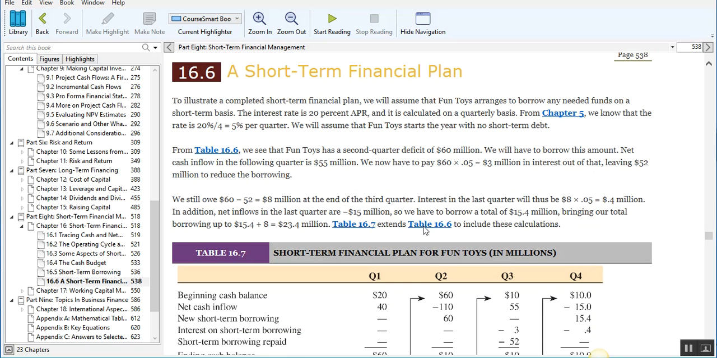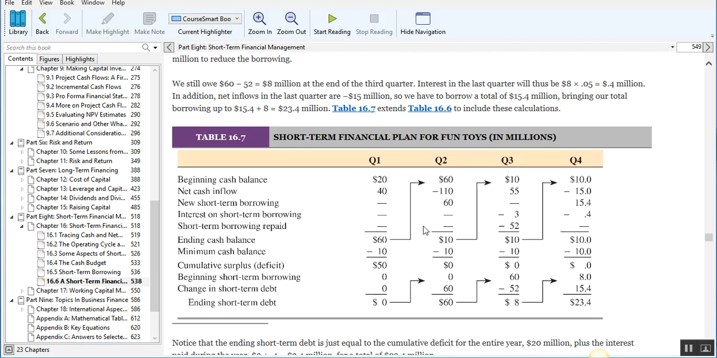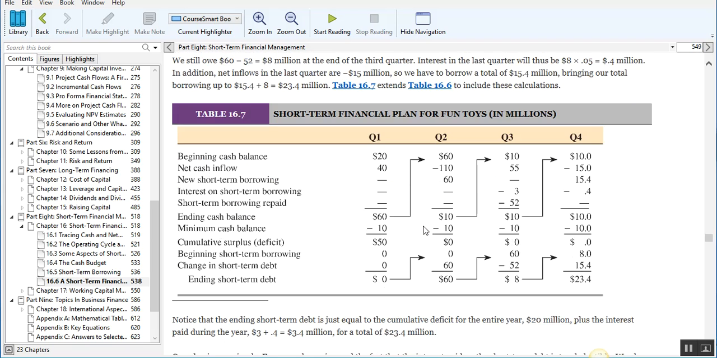This is where you're going to put all this together. You're going to say, okay, we're looking at the cash that's coming in. Here's the beginning cash balance. Here's the net inflow. Here's the ending cash balance. Here's what we want on hand. Here's our cumulative surplus or deficit, and our ending short-term debt. You didn't have to borrow anything that month. So you carry forward the ending cash balance.